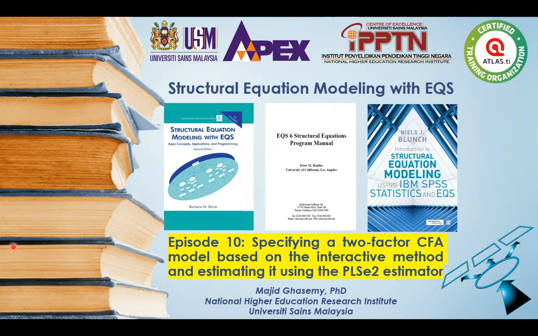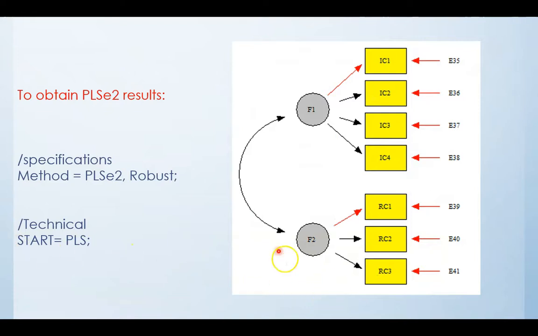In this video I'm going to specify the same two-factor CFA model that I specified in the previous video, but this time I'm going to do this using the interactive method. I will also estimate this two-factor CFA model using the PLSe2 estimator, and I will compare the results across PLSe2 and maximum likelihood. So as you can remember, we have this two-factor CFA model.